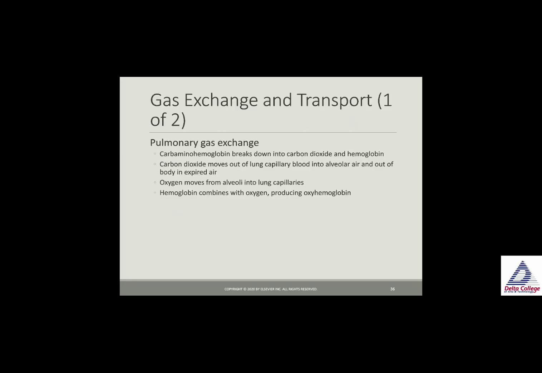Now let's talk about the gas exchange and transport. So pulmonary gas exchange. I know this is complicated, but stay with me. Carbaminohemoglobin breaks down into carbon dioxide and hemoglobin. Carbon dioxide moves out of the lung capillary blood into alveolar air and out of the body in expired air. Oxygen moves from the alveoli into lung capillaries. Hemoglobin combines with the oxygen, producing oxyhemoglobin. So there's your good summary of pulmonary gas exchange.